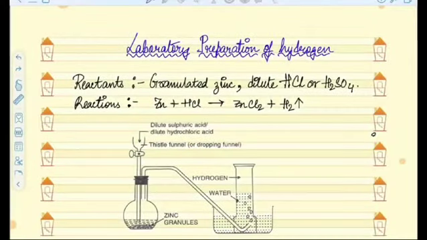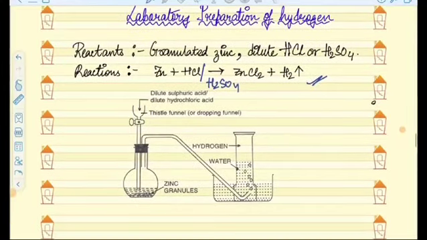Starting with the second part of hydrogen, that is the laboratory preparation of hydrogen. So the reactants used will be granulated zinc and dilute HCl or H2SO4. Zinc over here is granulated, which basically means some portions of zinc contain some other impurity as well. HCl will be diluted. Along with that, we can also replace HCl by H2SO4. ZnCl2 and H2 is formed, and H2 is the gas that will be collected.